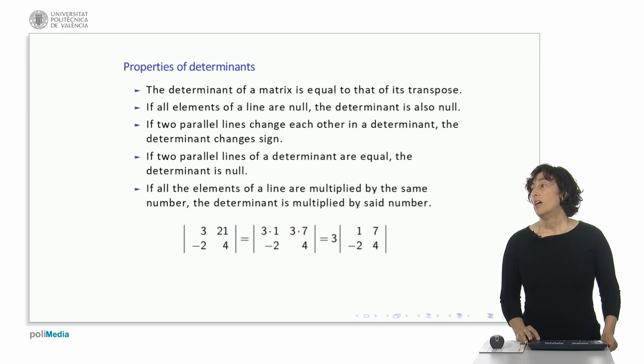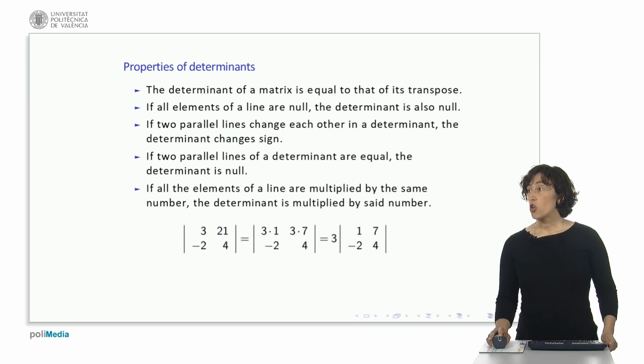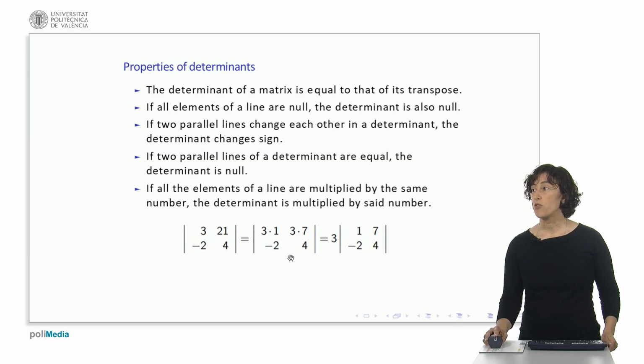The next property tells us that if all the elements of a line are multiplied by the same number, that is, as if it could take out a common factor, then the determinant is multiplied by that number. For example, 3, 2, 1, minus 2, 4, as you can see here, there is a 3 that I can take out as a common factor. This is 3 times 1 and 3 times 7.